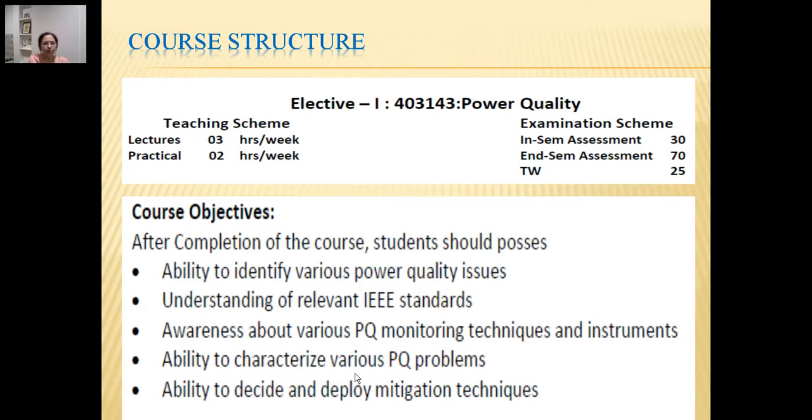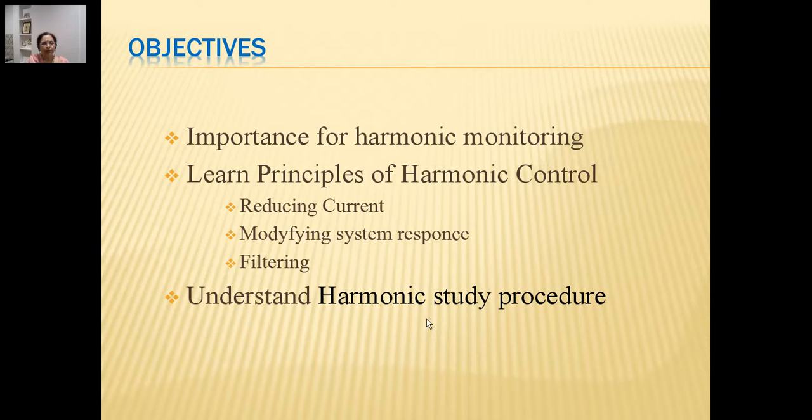These are the course objectives given in the university syllabus, and this is part of Unit 5. For this lecture, we have objectives to understand the importance of harmonic monitoring, learn the principles of harmonic control, which will include 3 ways: reducing the harmonic current, modifying system response and filtering, and also understand the harmonic study procedure.